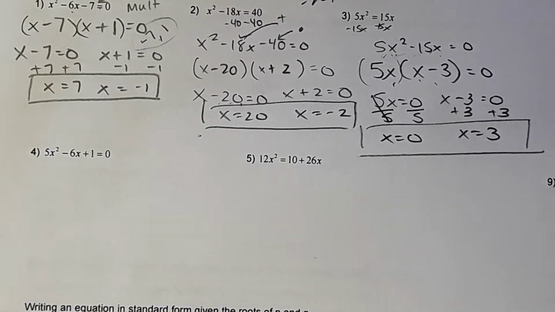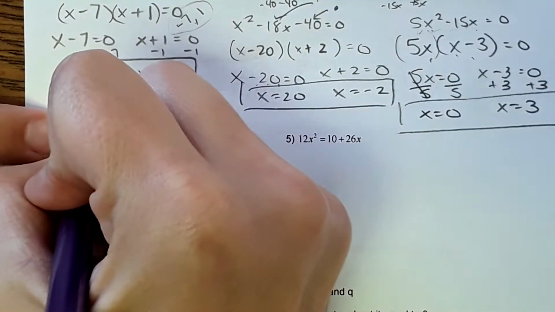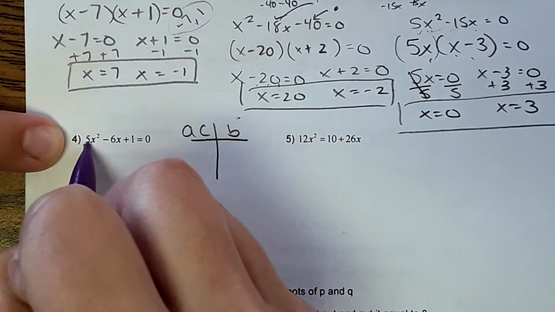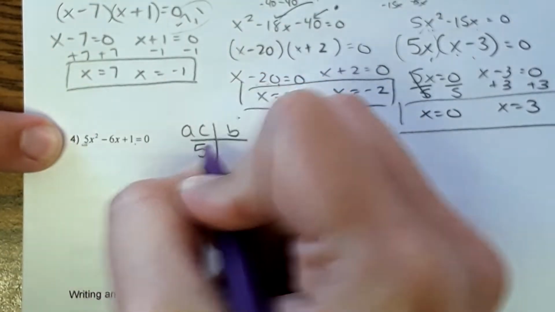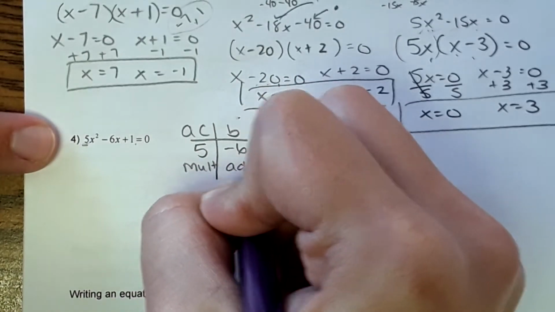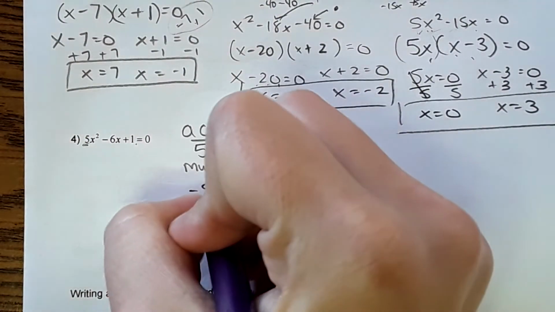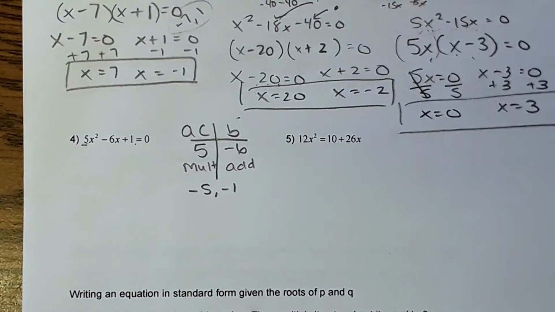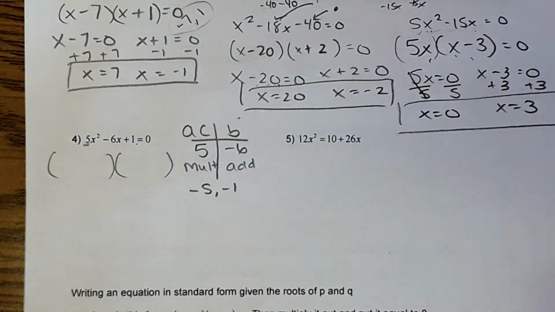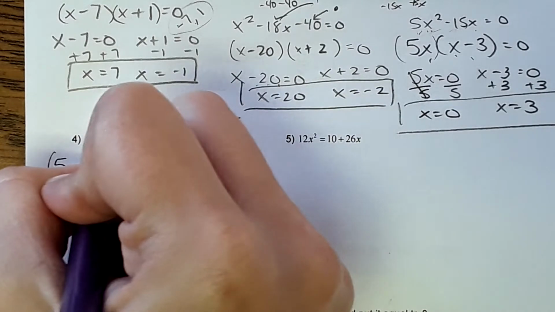Okay, then number 4, we're going to continue doing the whole factoring thing. For number 4, remember, because this coefficient is not 1, we have to use the ACB chart. We're going to multiply. 5 times 1 is 5. B is -6. We need two numbers that multiply to 5 and add to -6. So that would be -5 and -1. Setting up our two factors here, 5x here and here, minus 5 and minus 1.